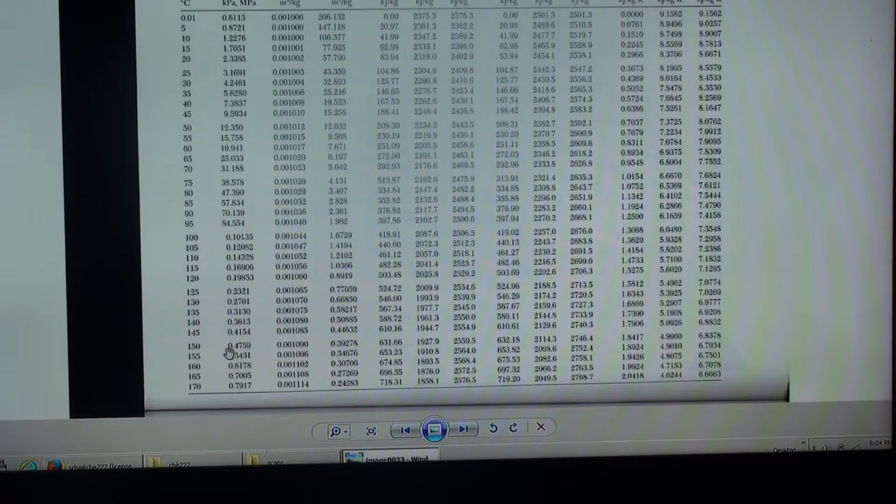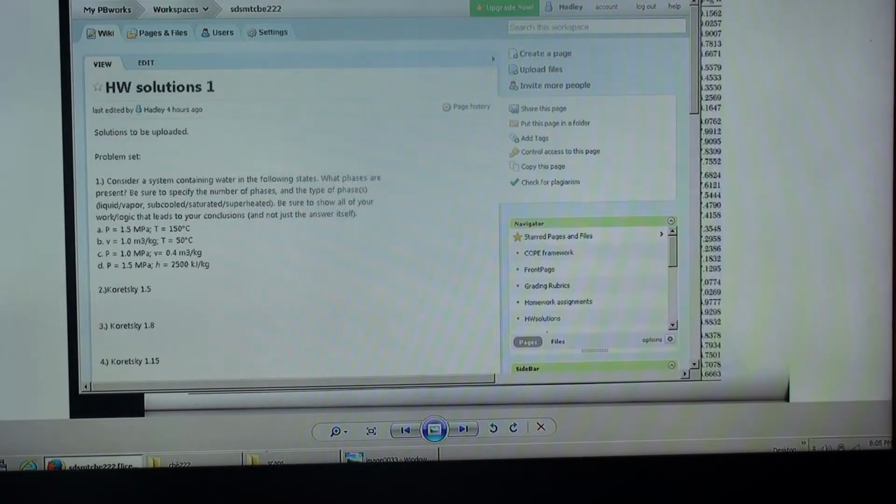Now this is the saturation pressure, and remember that the saturation pressure is dependent upon the temperature. They are not independent variables in this case. So if the temperature is set and it's saturated, then the pressure is set as a result. And what we're looking for is, is it at this pressure? The pressure here says 0.4759 megapascals. Go back. That's obviously not it. It's 1.5 megapascals.